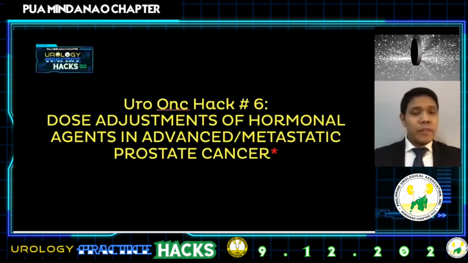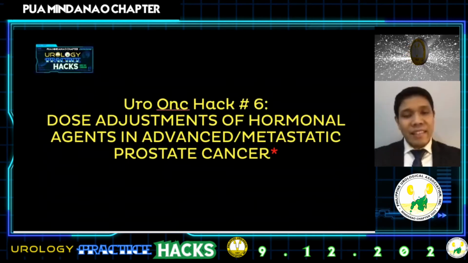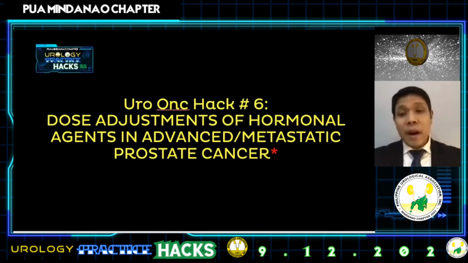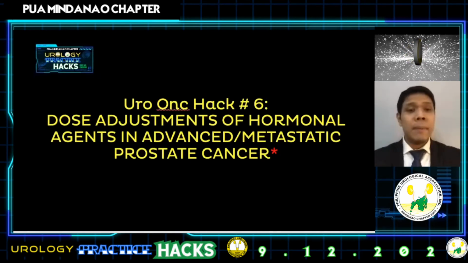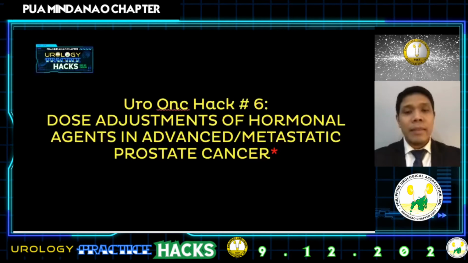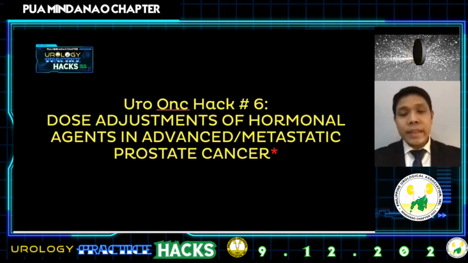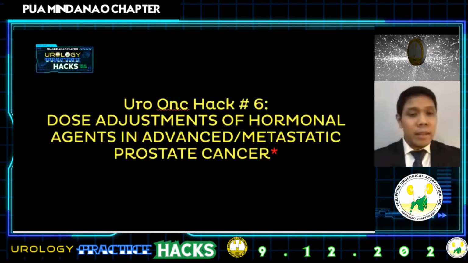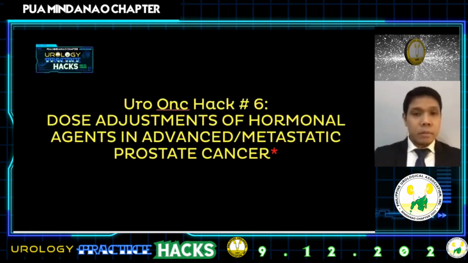So finally, we proceed with the last hack, which I'll discuss with you. So you might see the red asterisk. The reason is this might be a little controversial, and so far, admittedly, no level 1 evidence or data is available for this hack, but there are beginning reports showing that it might be possible. So the hack is dose adjustment of hormonal agents like enzalutamide, abiraterone, when given with ADT for metastatic prostate cancer. Now, basing on your goals, you might consider this and discuss this with your patient.